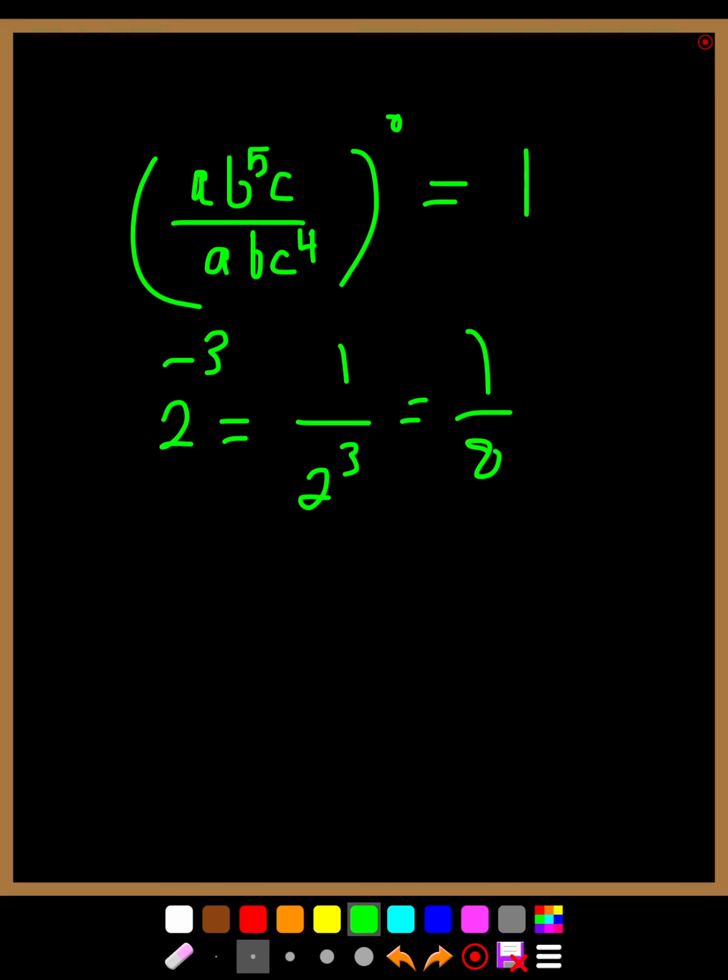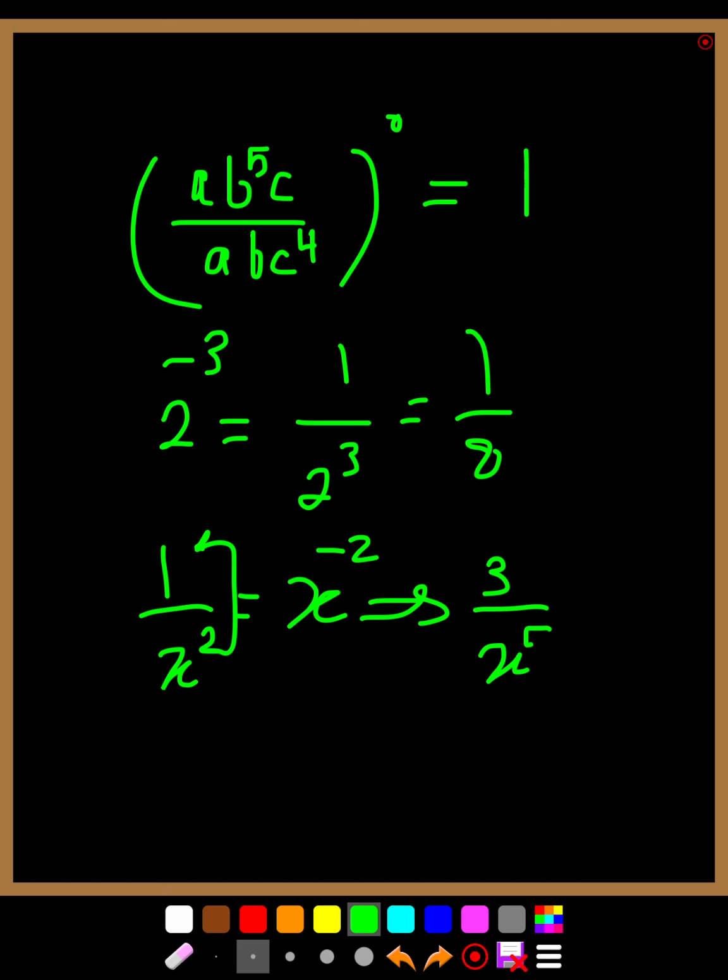Okay, next one: write it in index form. 1 over x, we need to write as an index, meaning we don't have any fractions. This one, if you are moving it up, you are going to change the sign of the power. Okay, and so on. 3 over x raised to 5, you are going to move this one up and change the sign of the power to minus 5. Okay, that's good.